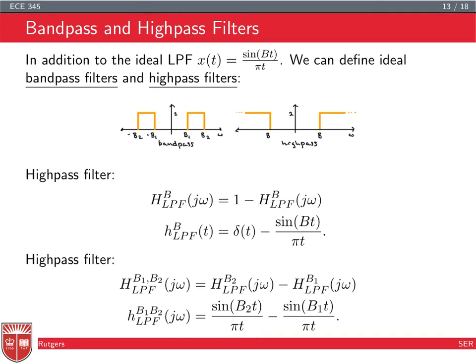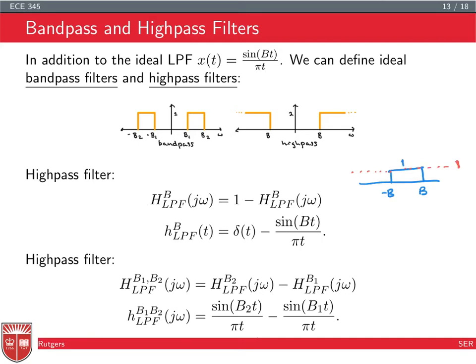Now, what does the high pass filter impulse response look like? Let's try to derive it from the low pass filter. We know that the low pass filter that lets frequencies between minus B and plus B pass looks like this. So if I do 1 minus this filter here, so let's take this 1.